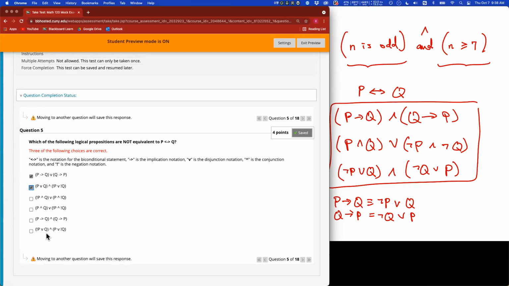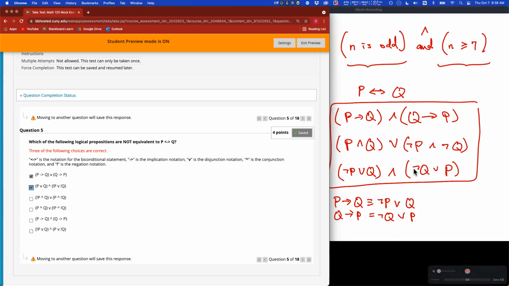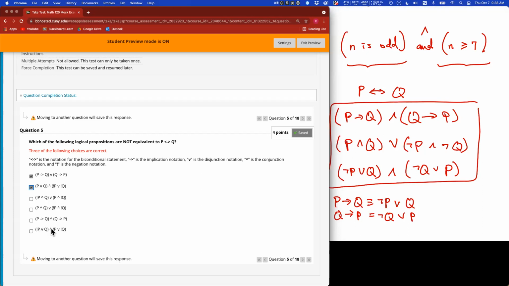And then we have the last one, you have not P or Q and P or not Q. Right, so that's the last statement here. So we know this is also true.